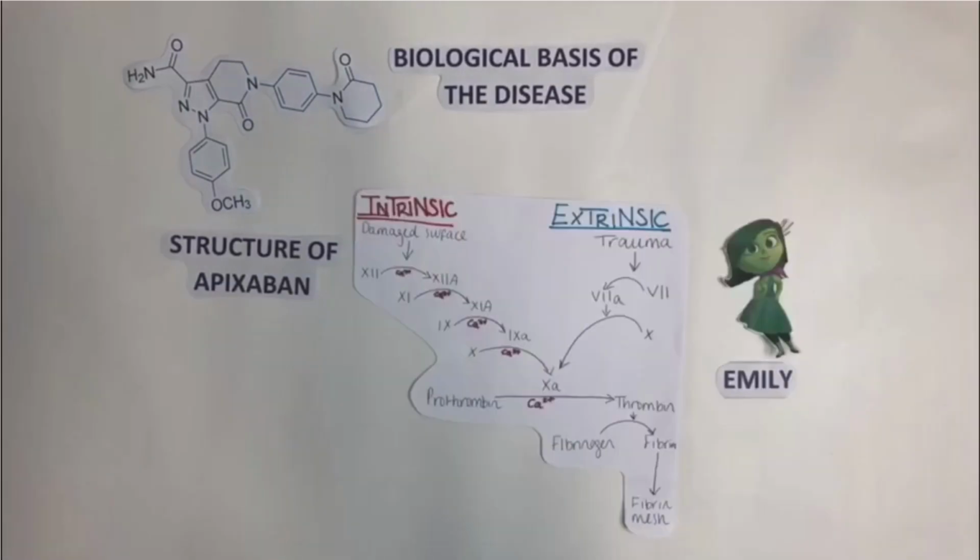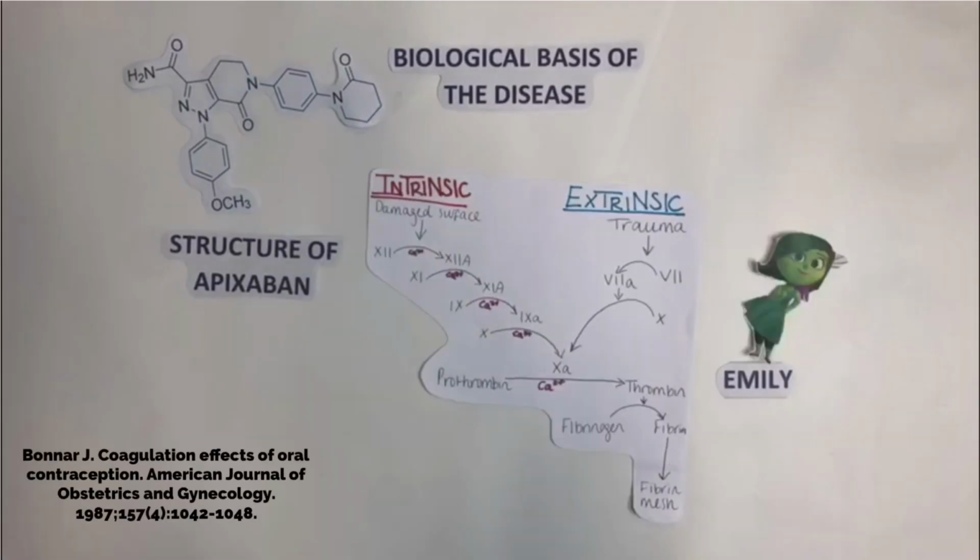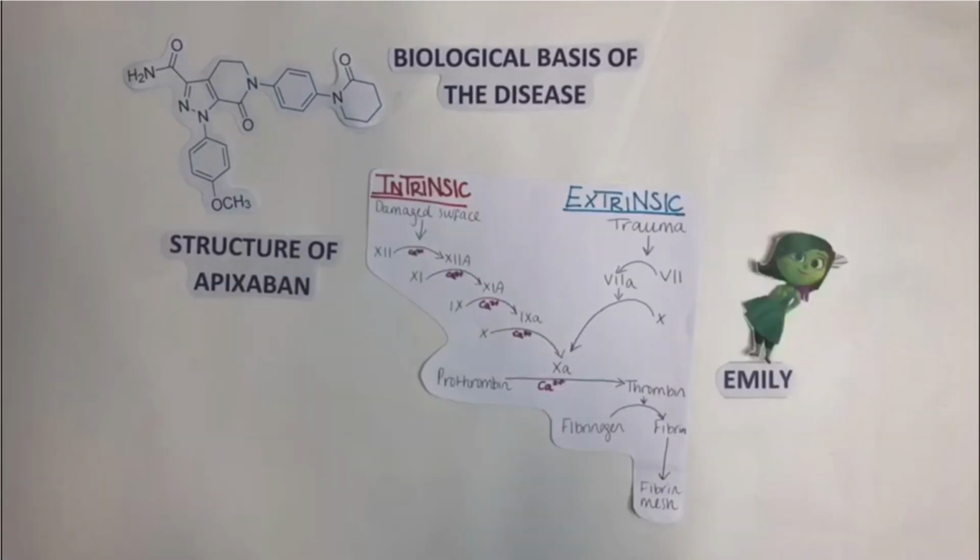Wait, so do you know how the drug actually works? So, Apixaban is an active inhibitor of factor 10A. The drug inhibits either the intrinsic or extrinsic pathway.